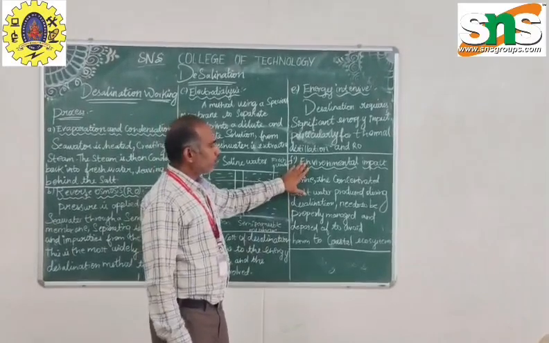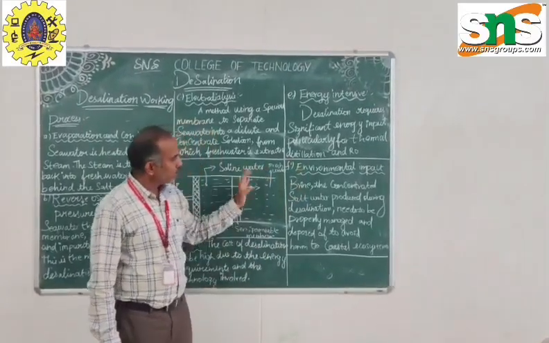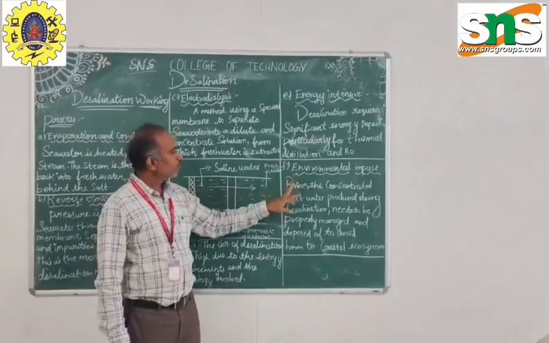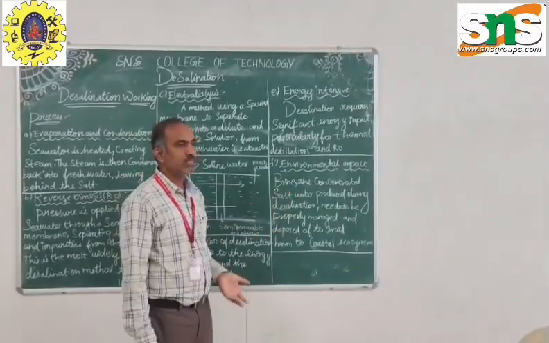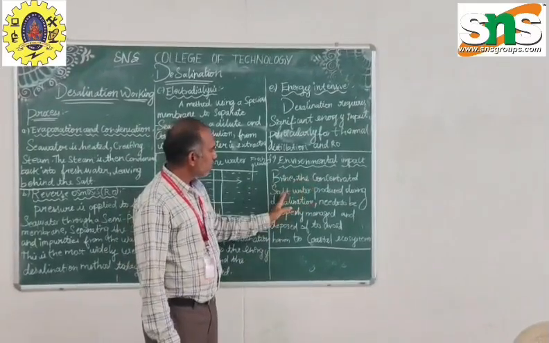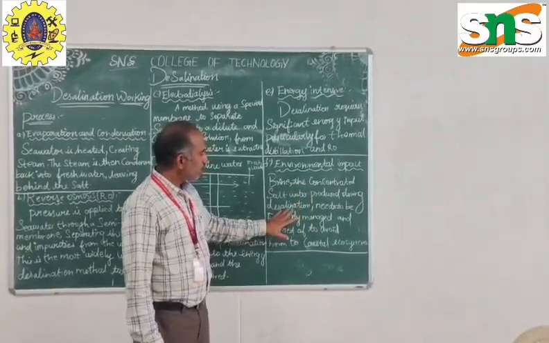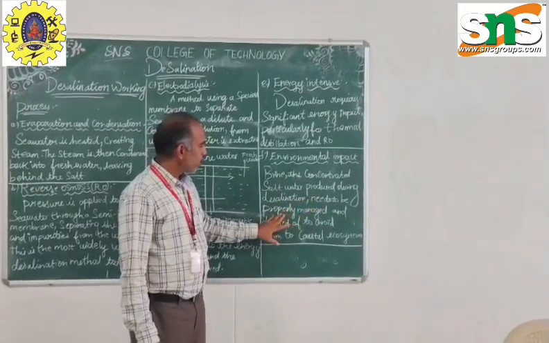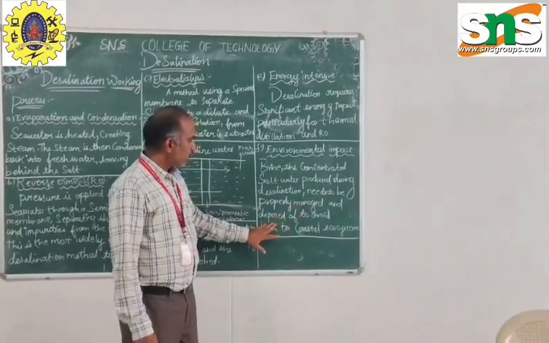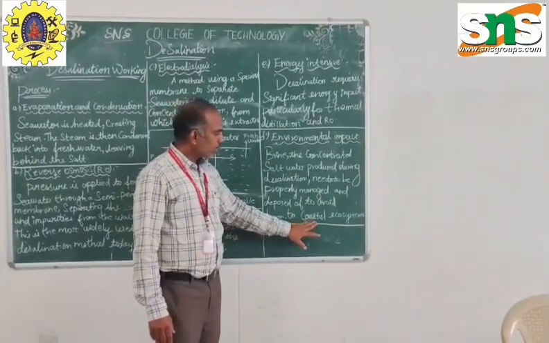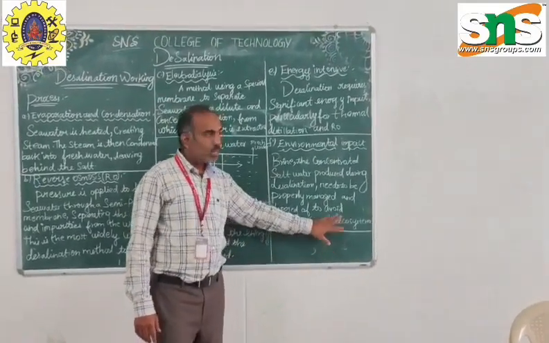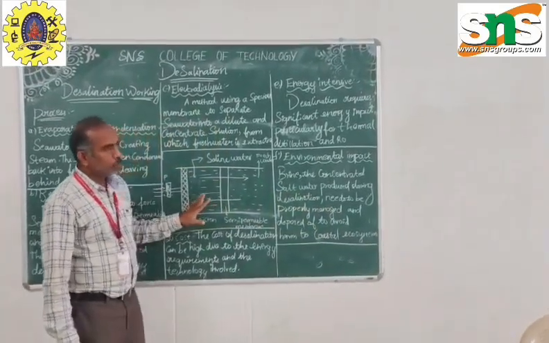Regarding the environmental impact, we mainly focus on the environmental aspects. The brine, the concentrated salt water produced during desalination from seawater, needs to be properly managed to avoid harm to the coastal ecosystem. Here, this is one of the important things.